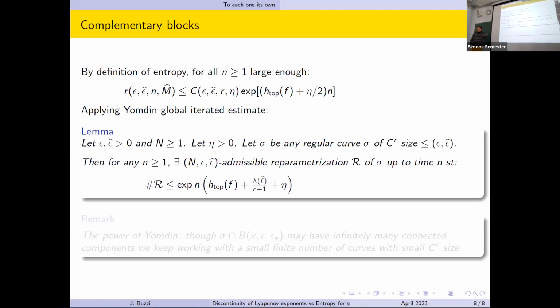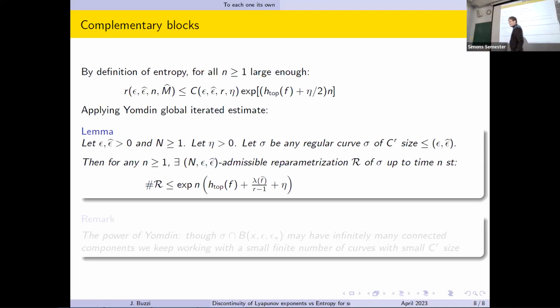So you can really apply the information from the tangent to the curve, and you get the key lemma. And once you have the key lemma and you know Yomdin, then you just put the things together and you get the theorem. So that's the proof of the main case.